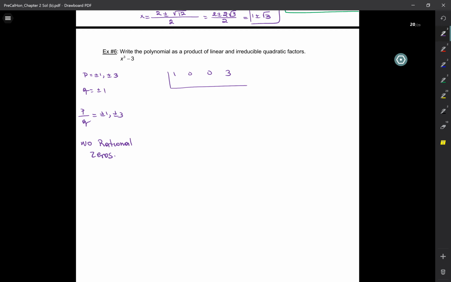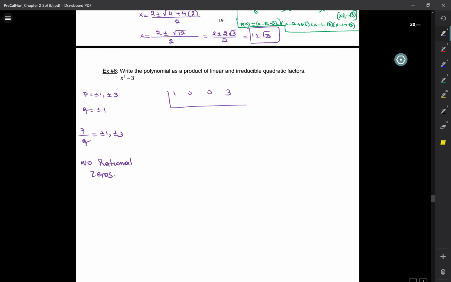Now, how are we going to factor this then? Well, let's take x cubed minus 3 and set it equal to 0. All right? X cubed would equal 3. And now I can take the cube root of both sides. So x would be the cube root of 3. So now the cube root of 3 is a solution. Why don't I do synthetic substitution with the cube root of 3?